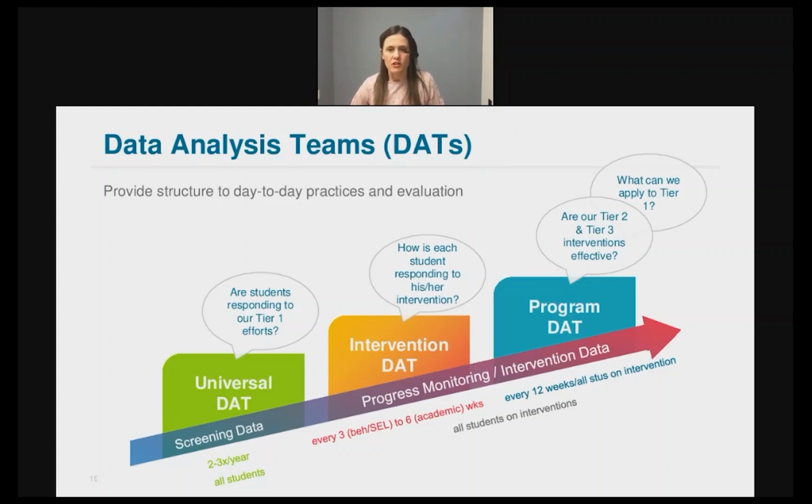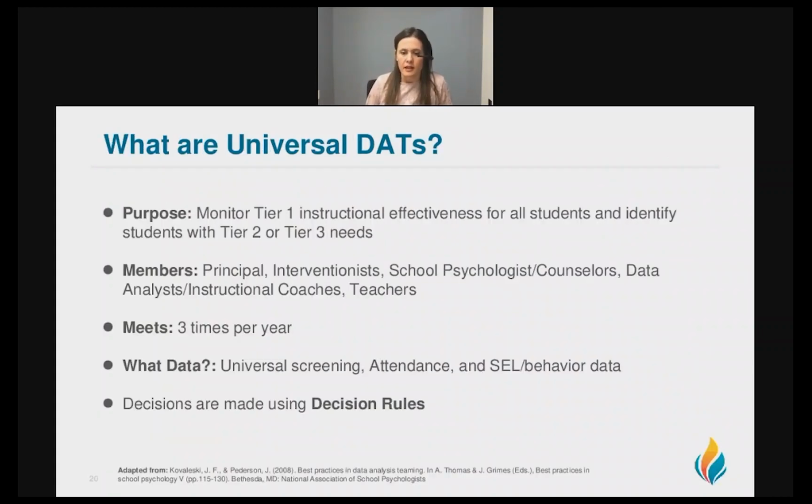So this is a great structure that I would encourage you to aim toward. If you maybe have a time and place where you're already evaluating the screening data, maybe the next bit that you could put in place is establishing that 6-week check-in with our intervention data analysis team. Or maybe you've already got a structure for that, and the next bit of work you can do is get to that program data analysis team. Different groups of people meet for different reasons, and I'll talk through a few of these different things.